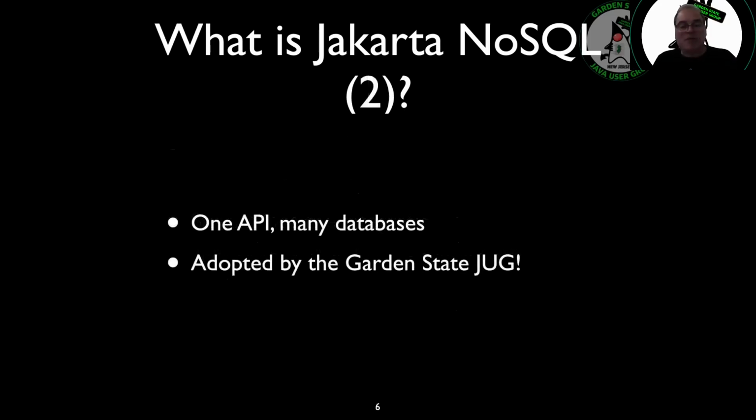Also, you may see reference in the documentation that this is one API, many databases. This is very true. And Java user groups are encouraged to adopt Jakarta EE specifications. We've done this with the Jakarta NoSQL specification, and at some point, I'm going to do the same for the new Jakarta Data specification. So if you're part of a Java group, wherever you are, say you're the leader or you're somebody who is part of that group, maybe you can encourage your leaders to do the same.